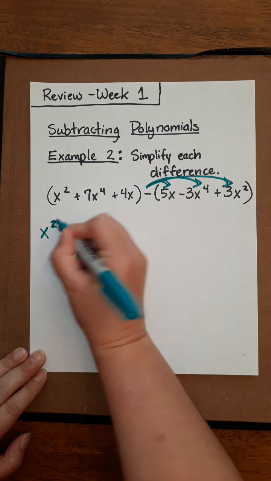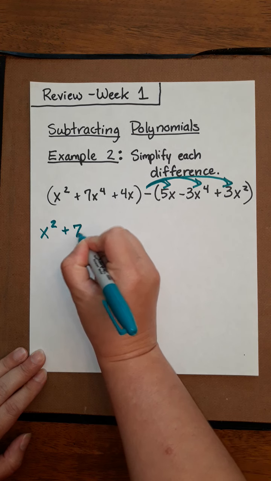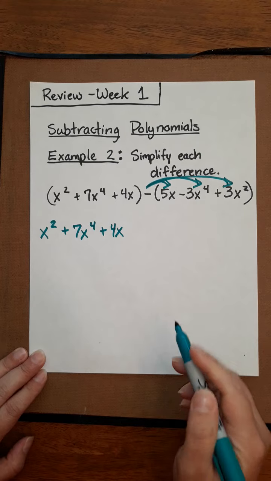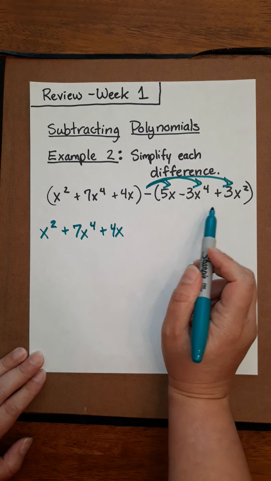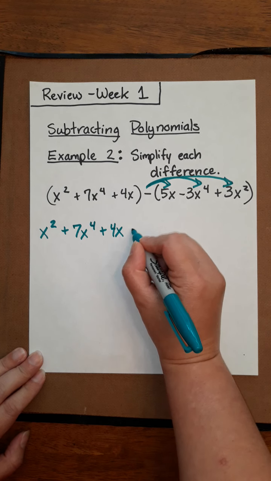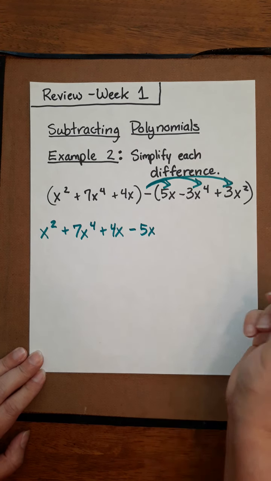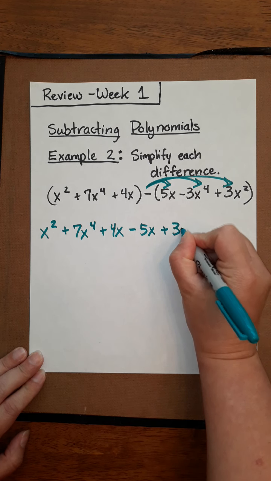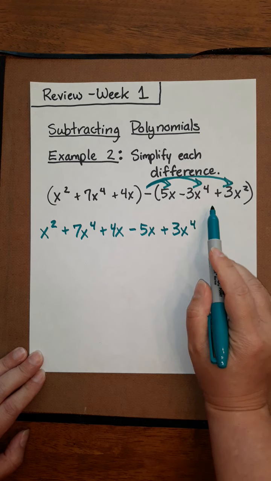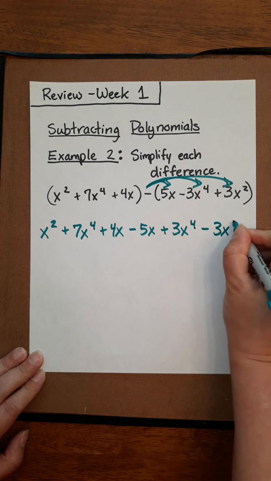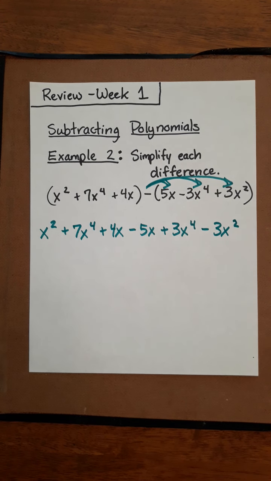So that's going to be x^2 plus 7x^4 plus 4x. And then I'm going to rewrite this second polynomial, changing the signs. It was positive 5x, so it's going to be negative 5x. Negative 3x^4 is going to become positive 3x^4. And then positive 3x^2 is going to become negative 3x^2. Okay, and then the last step is to combine like terms.